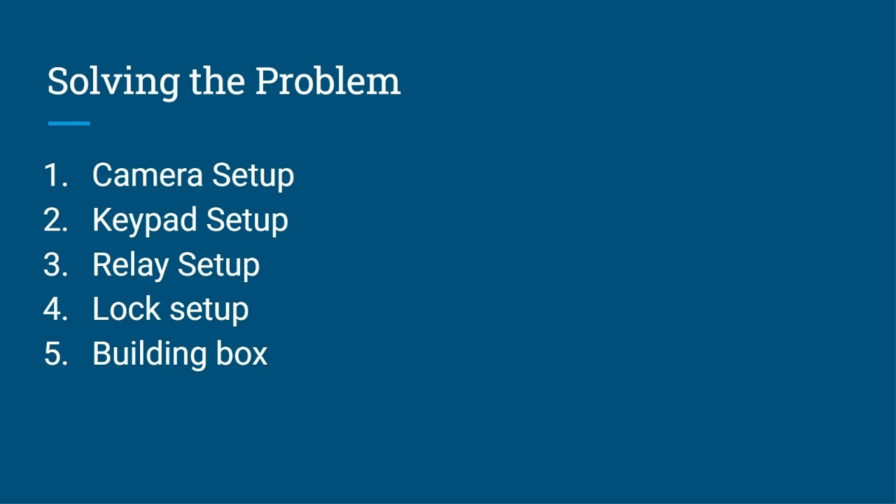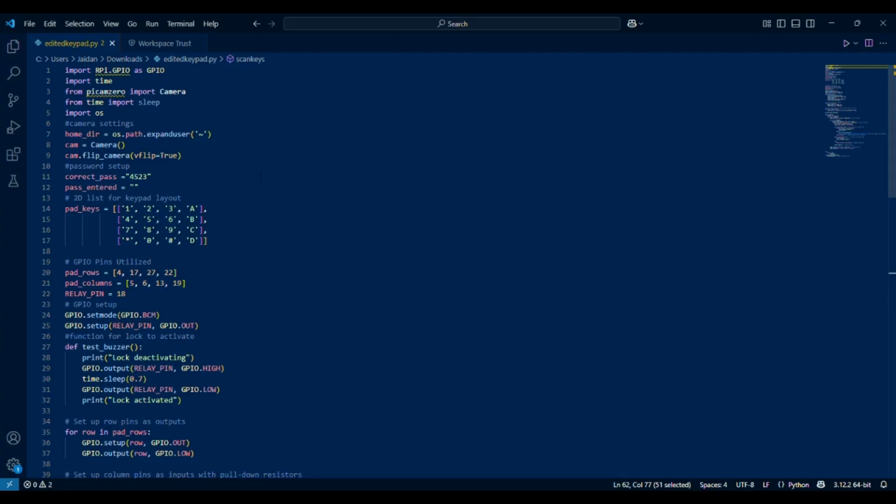Then the last step was just to build a housing for all of the wires as well as the camera and keypad. So I'm gonna go over the code configuration real quick, just a quick overview of everything.